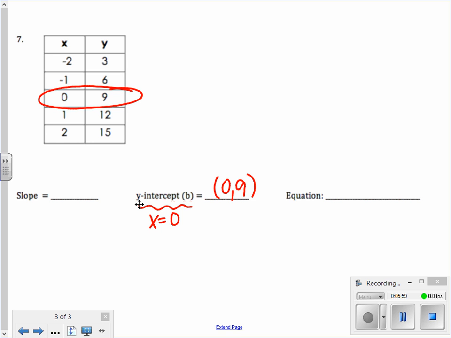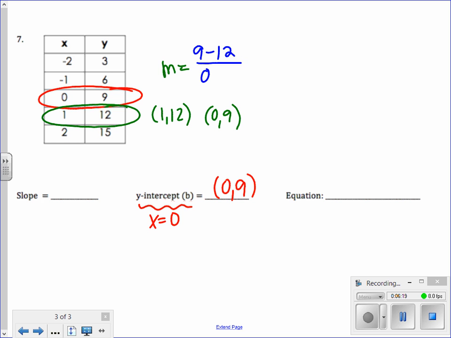I also have to find the slope. So I'm going to pick any 2 points I want. I'm going to pick the points (1, 12) and (0, 9). Those are going to be my 2 points that I use to calculate slope. So I'm going to use 9 minus 12 over 0 minus 1. 9 minus 12 is negative 3. 0 minus 1 is negative 1. And when I simplify that, negative divided by negative gives me positive 3. So 3 is my slope.